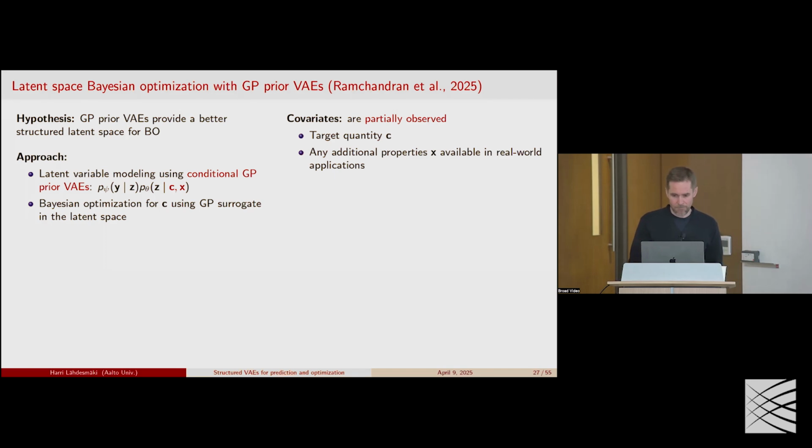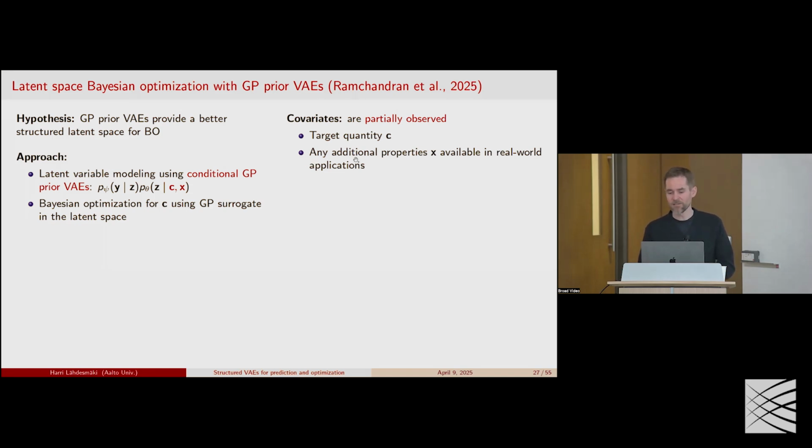And one needs to keep in mind that in this kind of a setting, the covariates are only partially observed. In a typical Bayesian optimization setting, you have only a handful of data items for which you know the quantity that you would like to maximize or minimize. So this is typically only available for a small number of data points that you want to do the modeling.